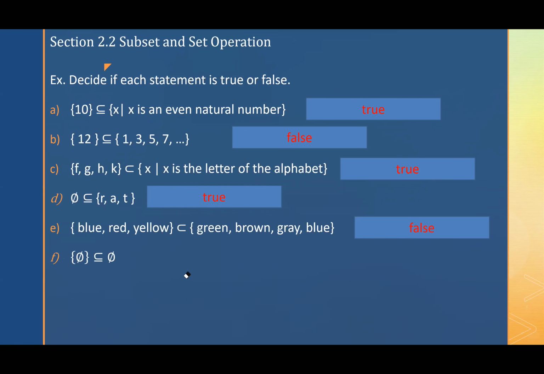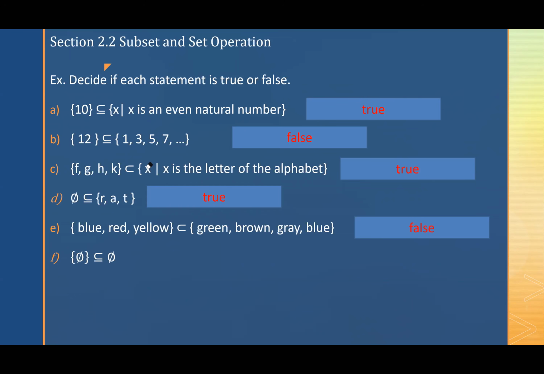False. Why? Because you can't put an empty set inside of an empty set. Well, you could, but you can't write it like that. It has to be either or. Right. First of all, that's good. It has to be either or.